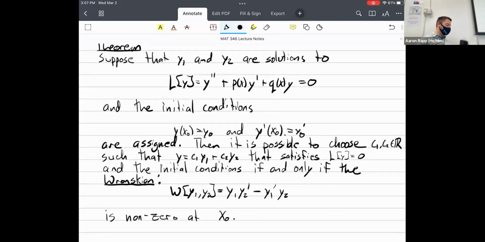Let me try to keep it all on the same page. I'm not too familiar with who Wronskian was, but he was the first one to identify that I can change something like this into a system, look at that determinant, and then I just need to look at this calculation. As long as this is non-zero at that initial starting point for my independent variable, I know I'm going to get a unique solution to this initial value problem.